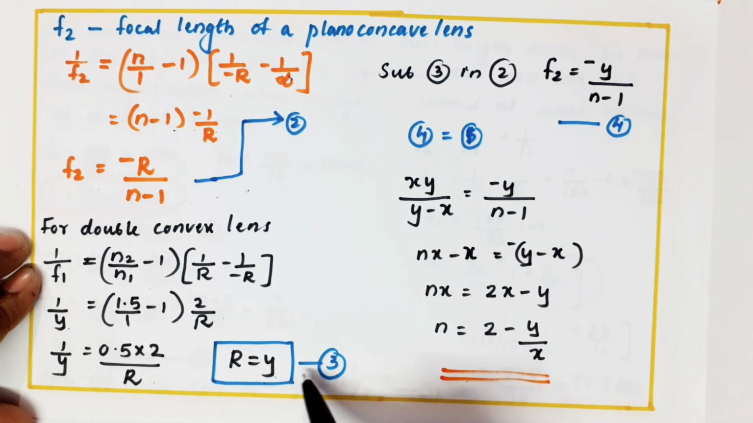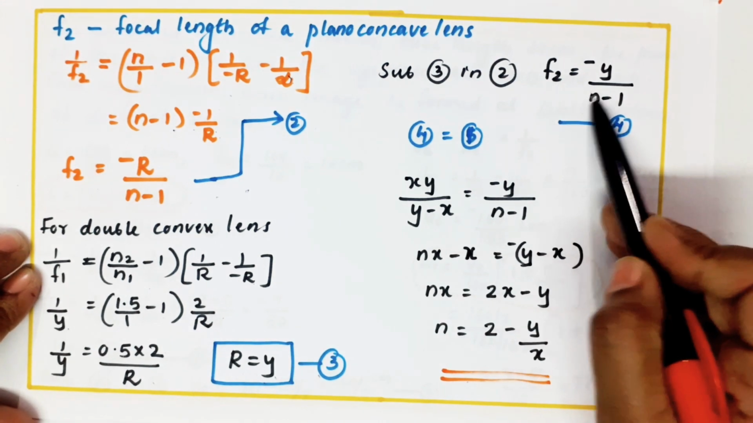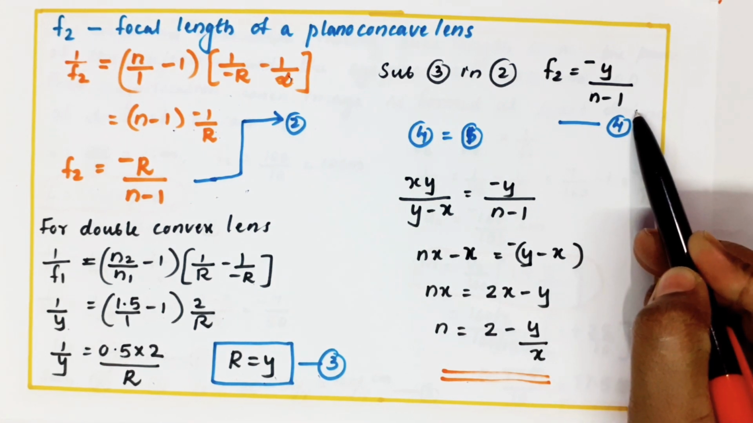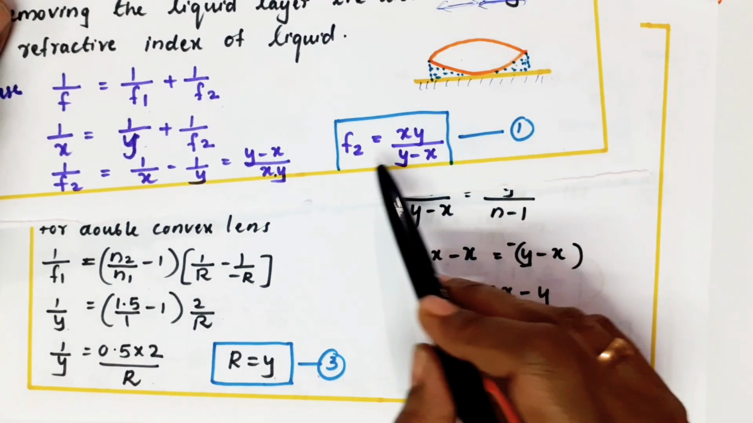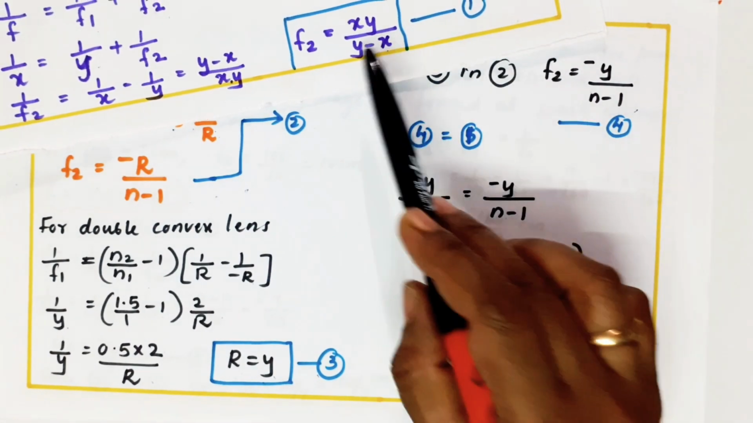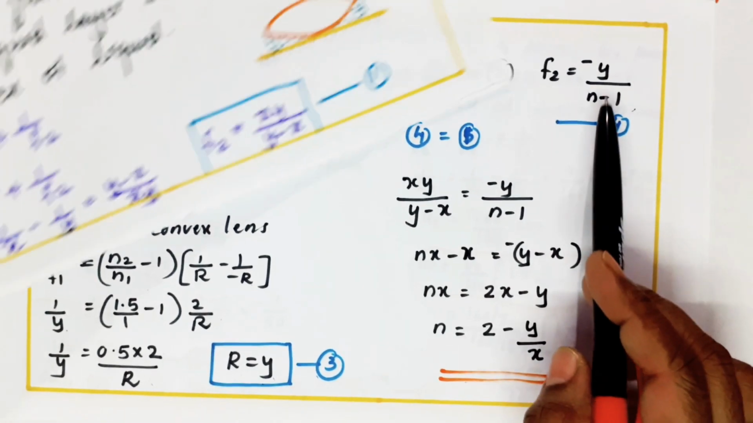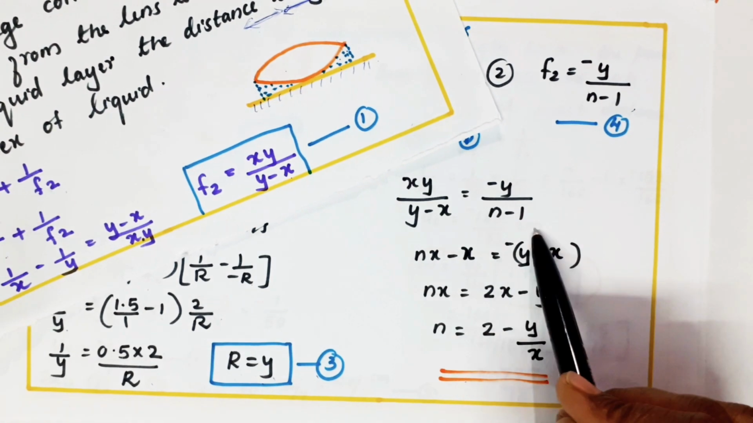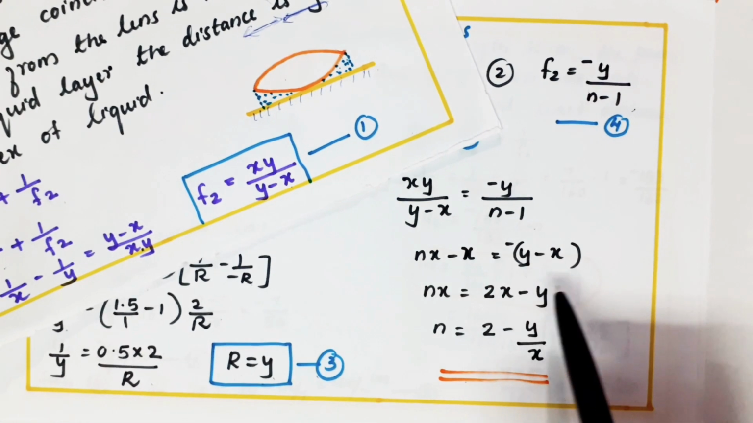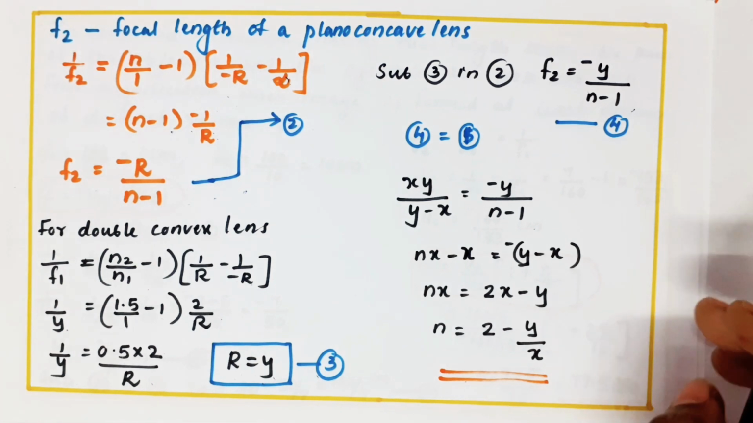Then I substitute this in the equation. That is f2 is equal to minus y by n minus 1. Already we have written the first equation, that is f2 equals xy by y minus x. So I equate these two. f2, xy by y minus x, is equal to minus y by n minus 1. Cross multiply, y cancels: nx minus x equals x minus y, so nx equals 2x minus y, n equals 2 minus y by x.